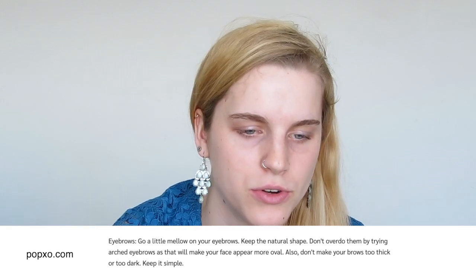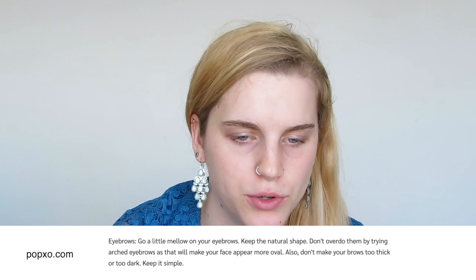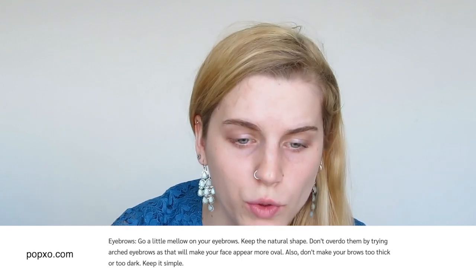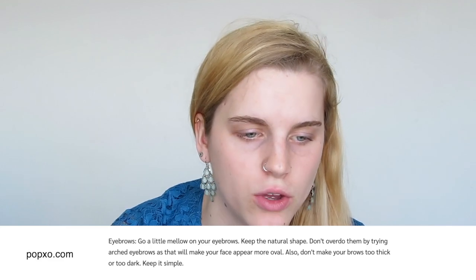Go a little mellow on your eyebrows. Keep the natural shape, don't overdo them by trying arched eyebrows, as that will make your face appear more oval. Also, don't make your brows too thick or too dark.